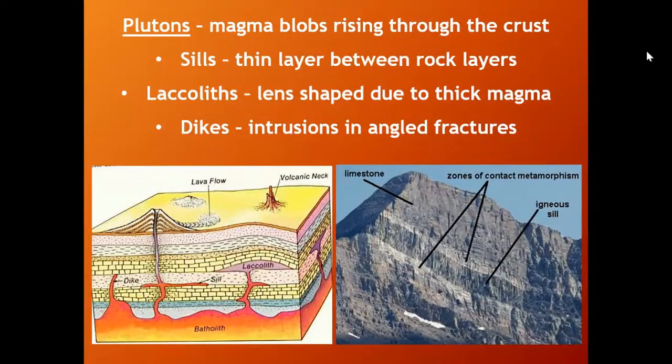And then dikes are intrusions through angled fractures. That's the term we use to describe any kind of magma that's burning its way through weaker fractures or existing fractures in the rock, sometimes even fault lines. And these are plutons, rising blobs of magma that burn their way through the Earth's crust.